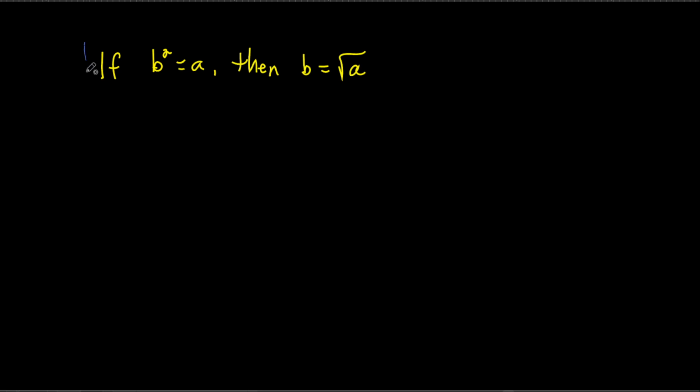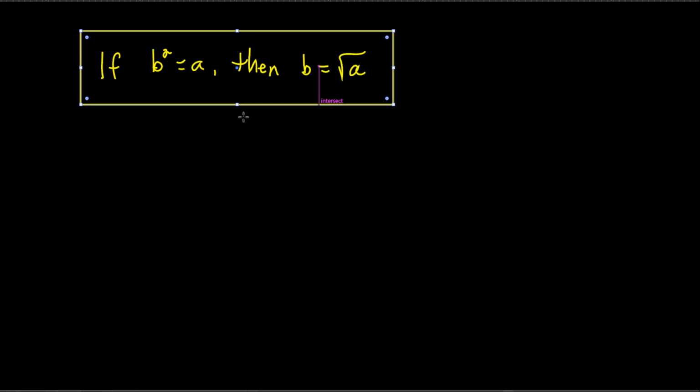All right, so, tell you what, let's do this. How do I make a rectangle in this? Oh, here it is. What's the keyboard shortcut? Oh, it's M. Why is it M for rectangle? Isn't that weird? So there you go. There's a nice rectangle for you. All right, so we'll put that in a little box. So if b squared equals a, then b equals the square root of a.